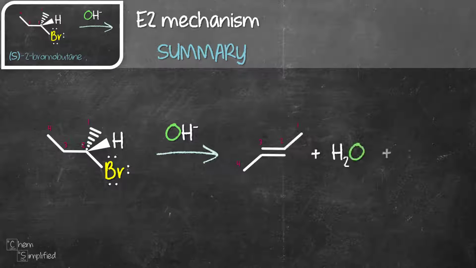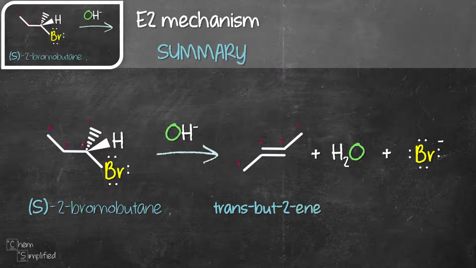We've just looked at the mechanism that produced the major product, which is trans-2-butene. There are other possible products that can be formed through E2 of S-2-bromobutane. However, trans-2-butene is the major product because it's the most stable following Zaitsev rule. Can you figure out what are the other possible products? Do place your answer in the comments area.